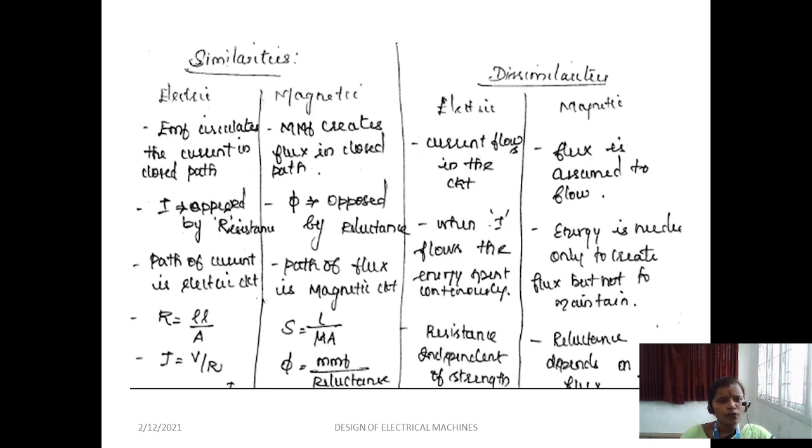And the EMF that is developed makes current flow into your circuit, that is, the closed path, and that current is mainly opposed by a parameter of your circuit called resistance. Whereas in the case of magnetic circuit, that flux opposition is called reluctance, okay. And to describe the similarities, the path of current flowing in a circuit is called the electric circuit, and the path of flux in a closed path is called the magnetic circuit.